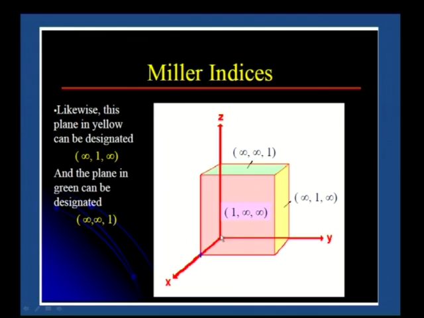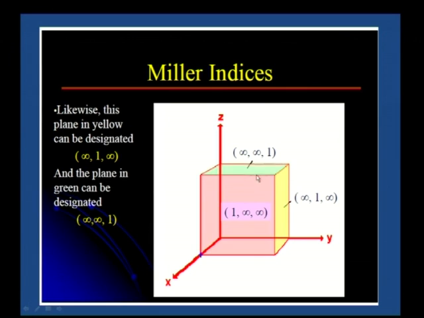This cuts at 1 times a, whereas this yellow colored face does not cut along the x direction, but it cuts along the y direction. It does not have an intersection along the x and z directions. Therefore, I will have infinity 1 infinity, right.